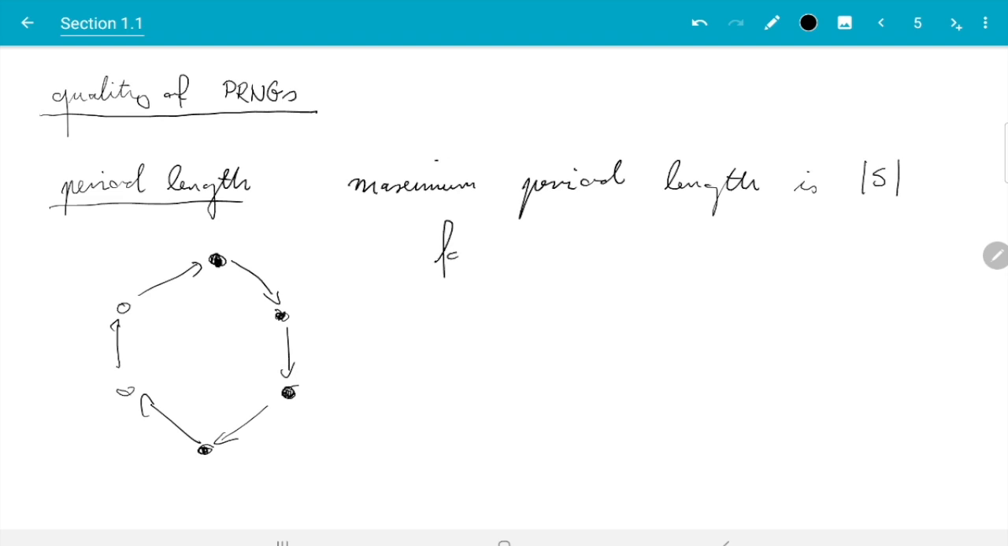So for the LCG, the linear congruential generator, the state space was the numbers from 0 up to m minus 1. So the maximum period length is the size of the state space, from 0 to m minus 1. There are m numbers in total. So the LCG has maximum period length m.